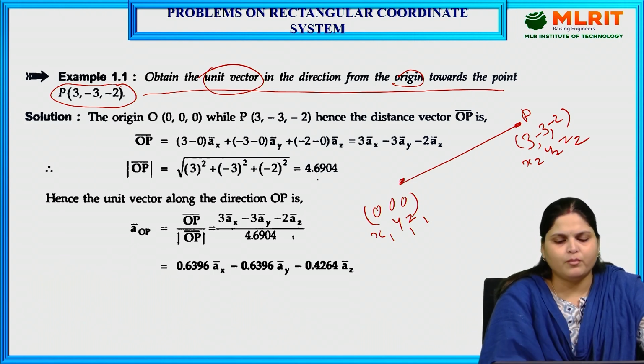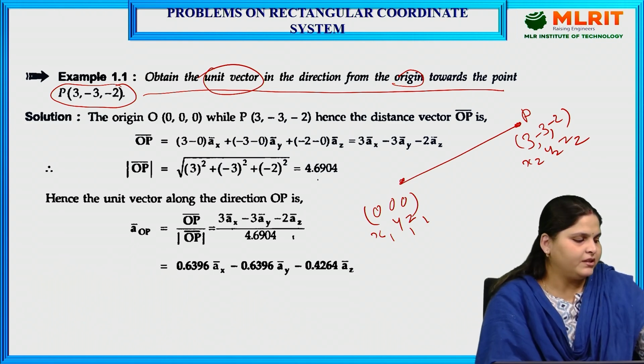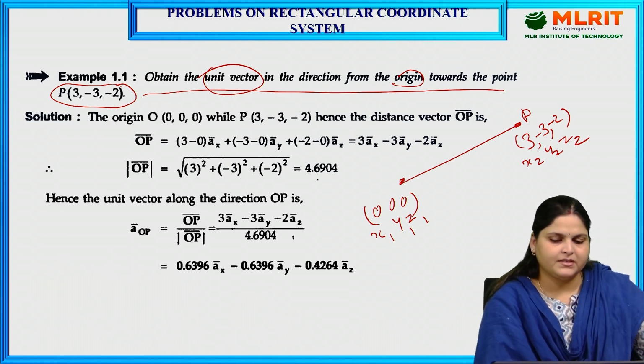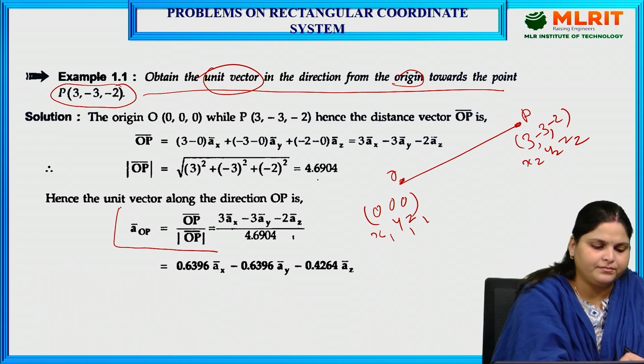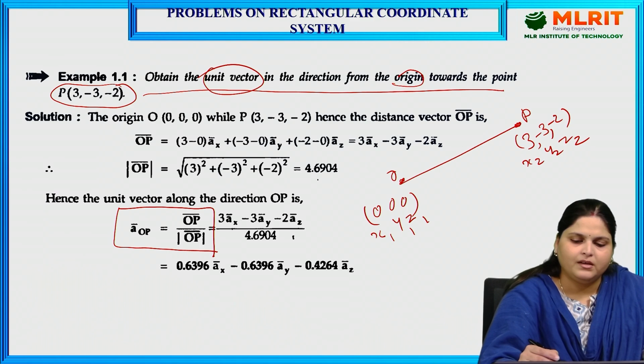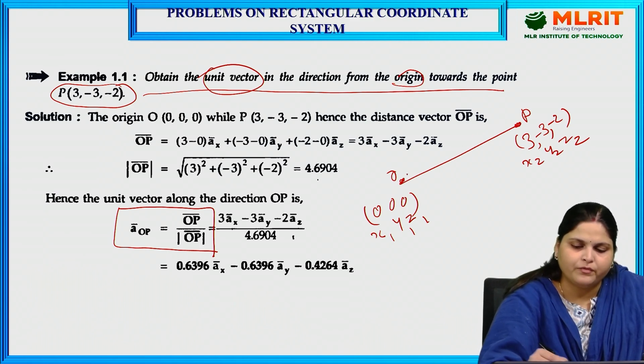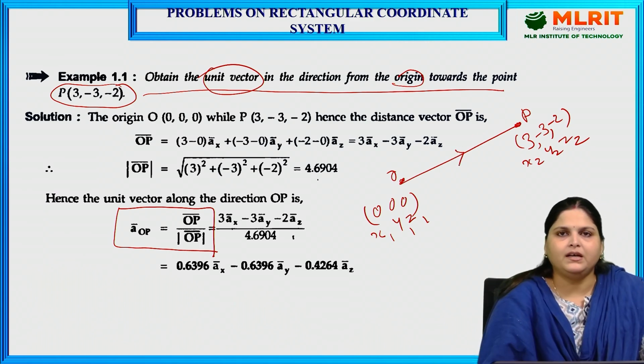So what is the formula of the unit vector? Basically, suppose this is O, this is the formula of the unit vector. Means vector OP, because we are moving from O to P, this will be the direction.